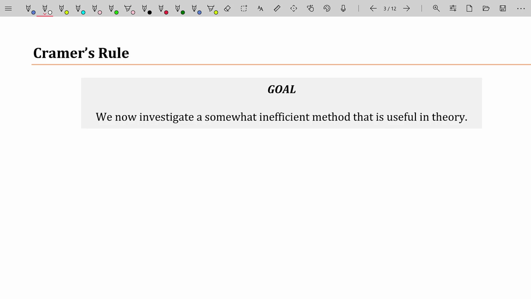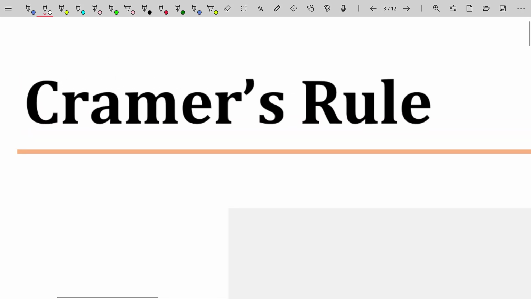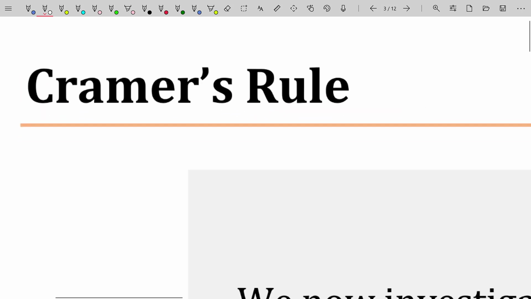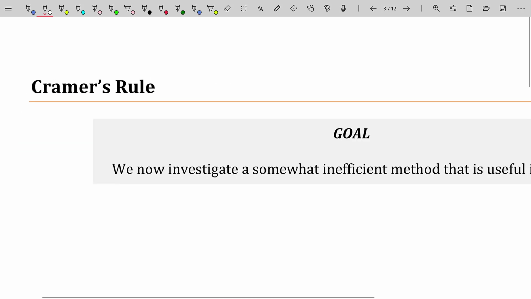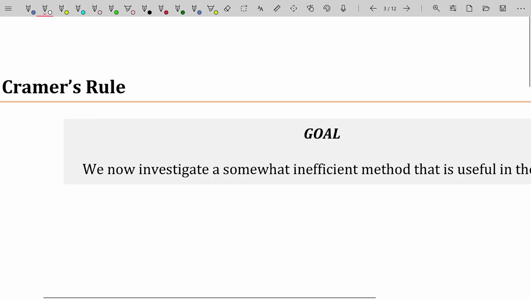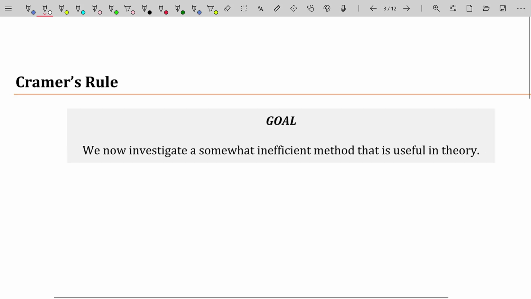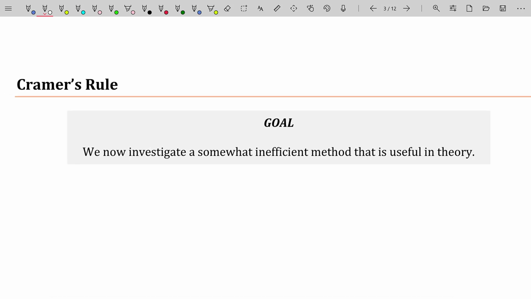Our goal in this video is to talk about a brand new method, at least somewhat new to you. You may have never seen it before, and therefore it is totally new. But it's not new to the game of mathematics. The method is called Cramer's Rule. It will allow us to solve a system using determinants as long as that system's not too large.